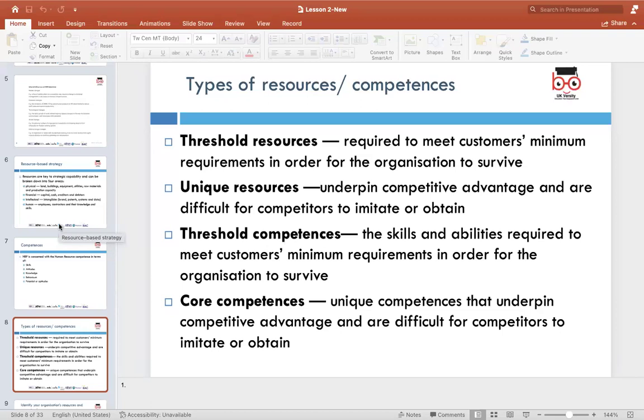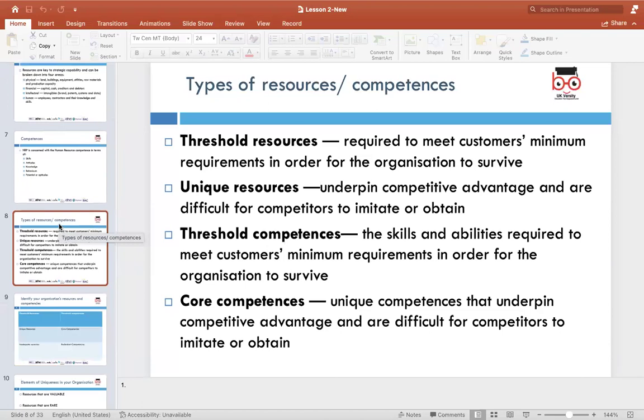Then again, we have threshold competencies and core competencies. Threshold competencies are the minimum skills and abilities required to meet the customer's requirement in order for the organization to survive. Whereas core competencies are a unique set of competencies that give us a competitive advantage over our competitors, essentially meaning we are not imitating anyone. We are unique in this field, and no one has this type of resource in the market apart from us.